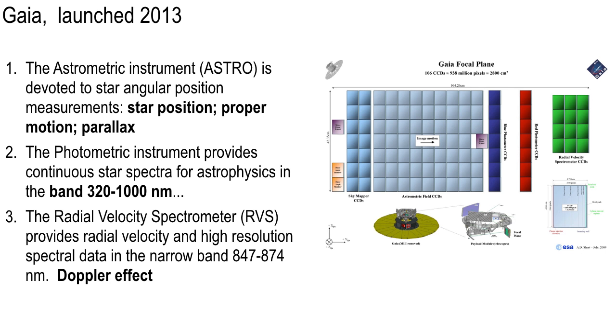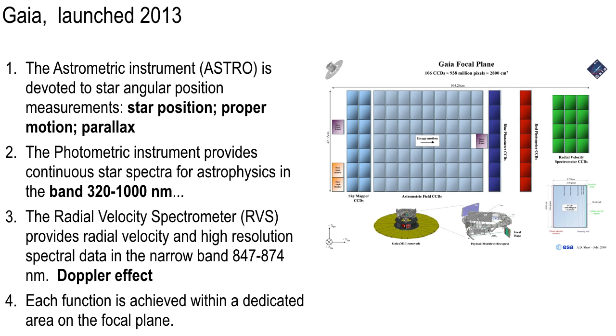This one's at an infrared, 847 to 874 nanometers. I should have looked this up. They're looking at a very specific line or set of lines here. There's a very narrow range. And by looking at the shortening or lengthening of a spectral line that they know that they've got, they can judge the speed.